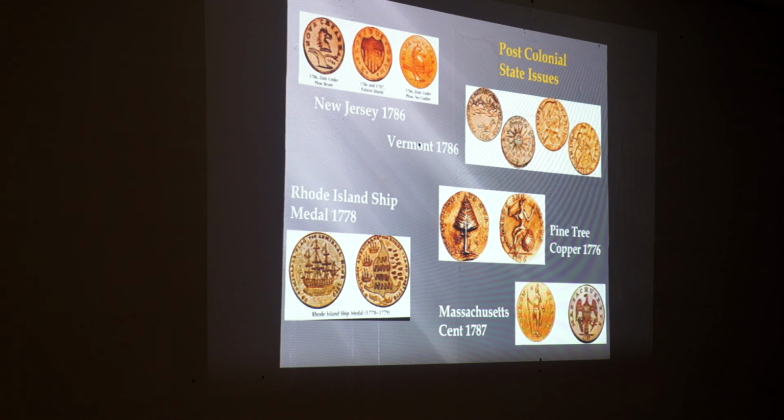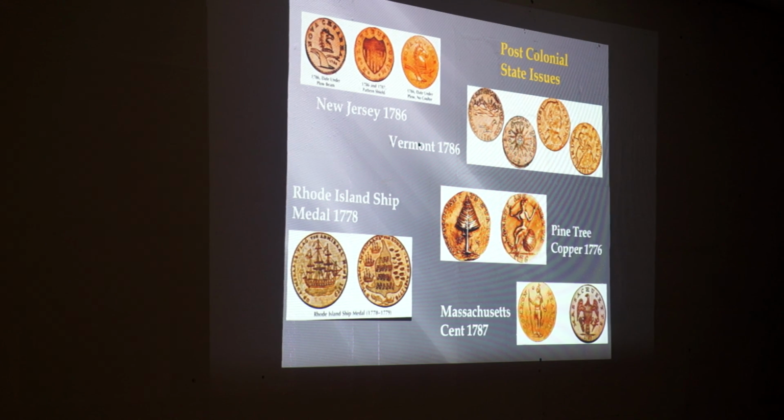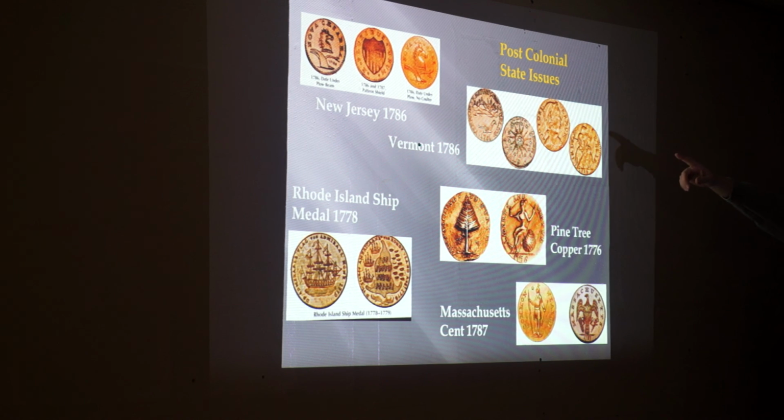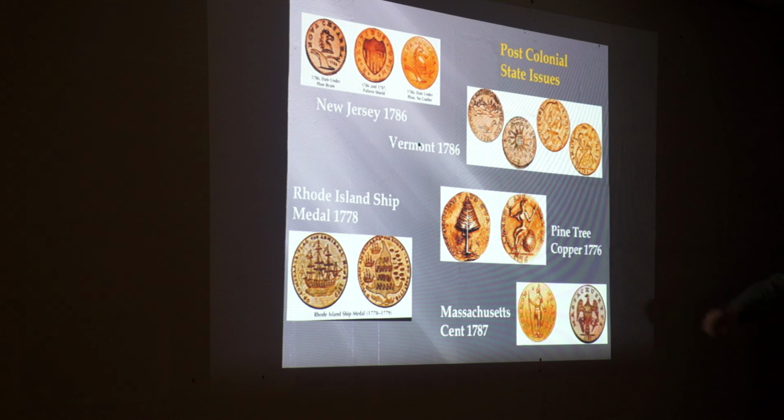States continued to issue copper. Almost every state got in the act, and some of these are well-known pieces. New Jersey featured the horse head and the plow. Here's Vermont, which had a nice landscape coin, and the baby face coins. Massachusetts continued the pine tree, and also featured a Native American, which is probably the first Native American to appear on American coinage, although we'll see more after that.